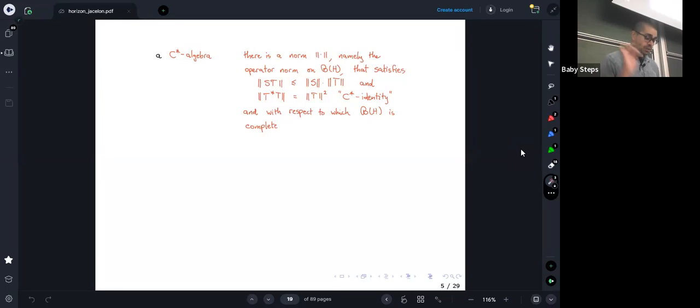And crucially, most crucially, about the compatibility of the norm with the rest of the structure, is this C star identity. So the norm of T star T is equal to the norm of T squared for any bounded linear operator T. This is the final time I'll be telling you about the exercise.